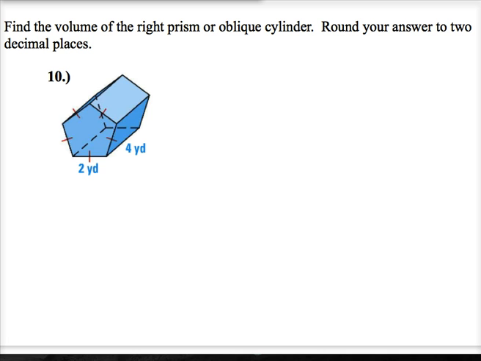So the difficult part about this problem is finding the area of a regular pentagon. If you recall from the last unit, the area of any regular polygon is going to be 1/2 times the apothem times the perimeter. This formula is just to find the area of this pentagon, because to find the volume of this figure, we need to find the area of the pentagon and multiply it by the height. That is the formula for the volume of any prism. Find the area of the base and multiply it by the height.